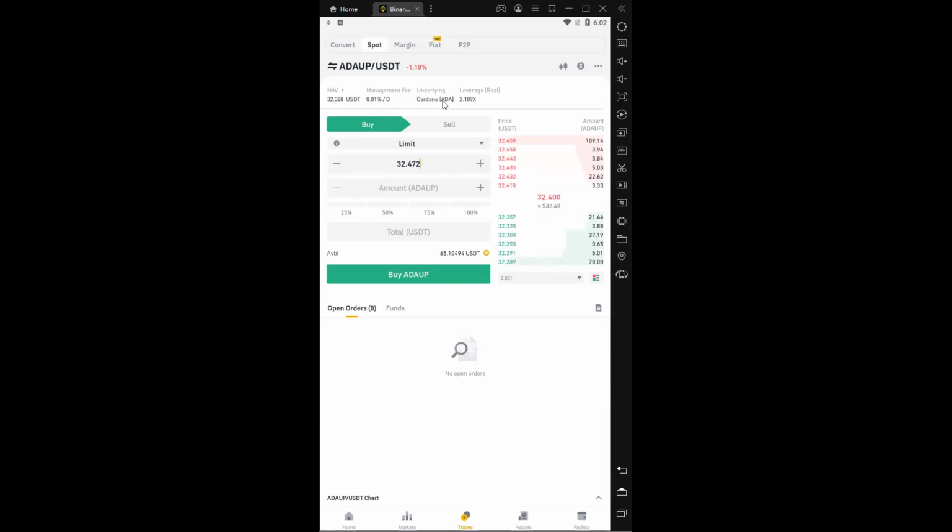By the time you sell the coin, the profit you see will be following the growth percent of the usual ADA coin. So if the usual ADA coin dumps 5%, this will be minus 10%. Do you get it now? So that is how it works.